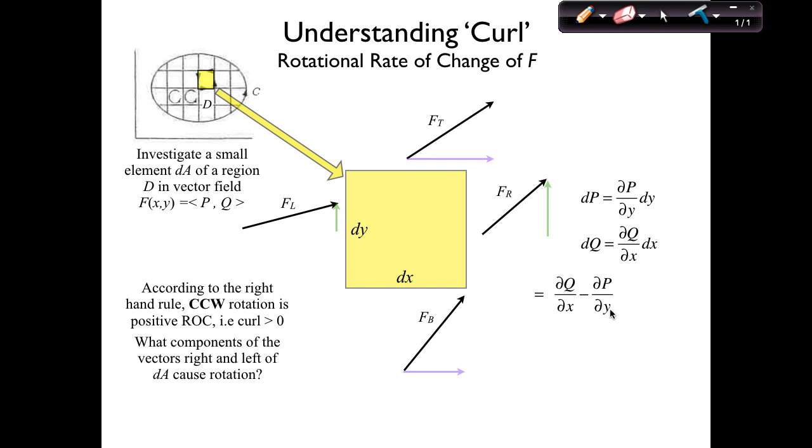Does that look familiar? What is that? Where have we seen that before? Qx minus Py. Green's theorem. Okay, so that's where that came from. This is the sum total of all the components that cause counterclockwise rotation. That's what we call the curl. The curl is rotational rate of change. The strength of rotation at a particular point.